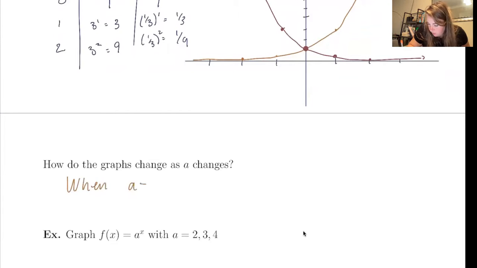So when a is greater than 1, the function is increasing.